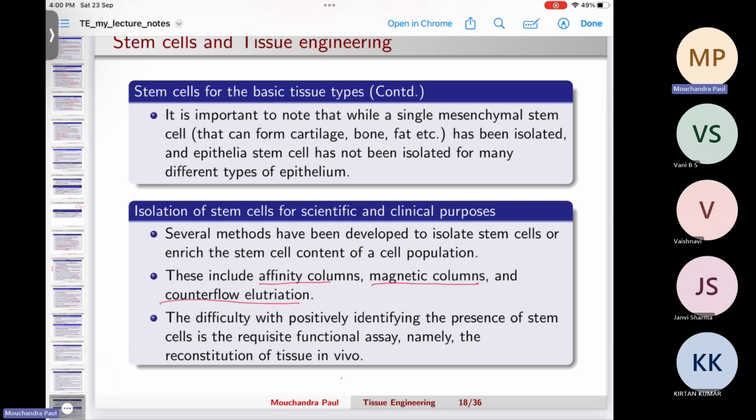So the difficulty in positively identifying the presence of stem cells is basically the first thing to overcome. Only then can you work towards constituting artificial tissue that will go inside your body and help in reconstitution of organ and tissue, that is, repairing the damaged tissue. So that's the first thing that any tissue engineer has to think about.